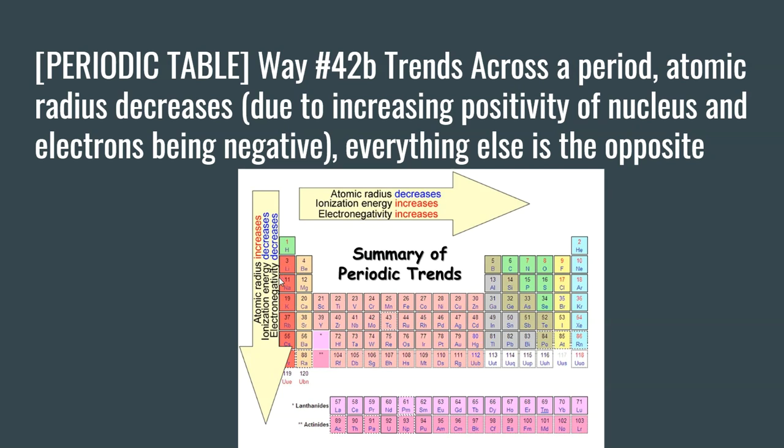So, in general, as we go across a period, the size of the atom decreases, but the ionization energy and electronegativity increase. So everything toward the right should have a higher ionization energy and electronegativity. Everything to the right will also have a smaller size.